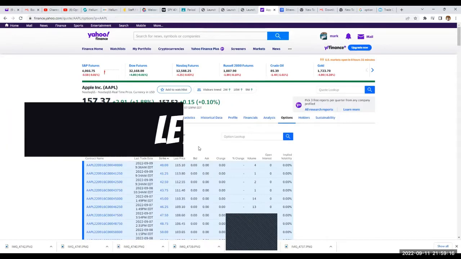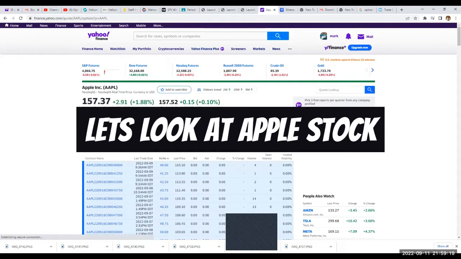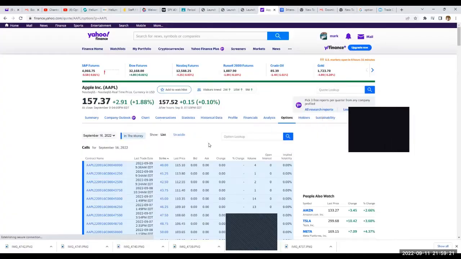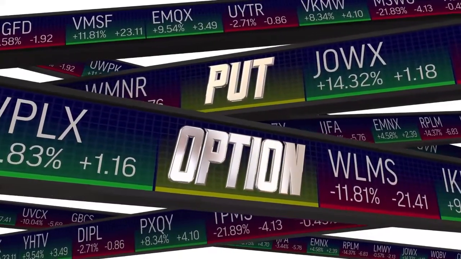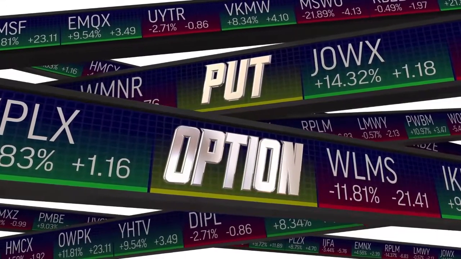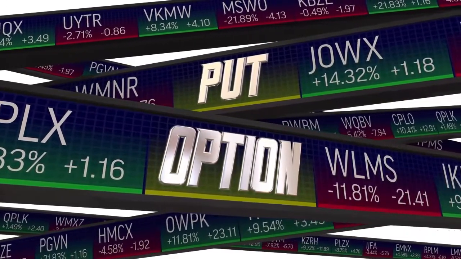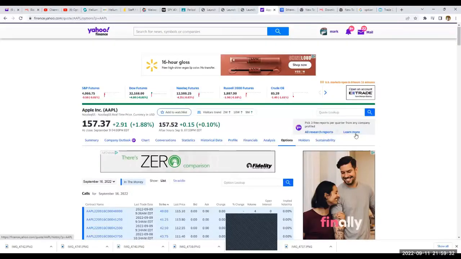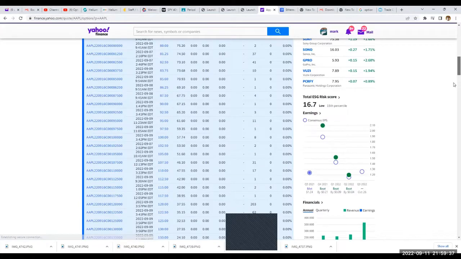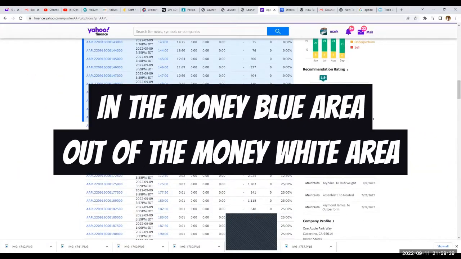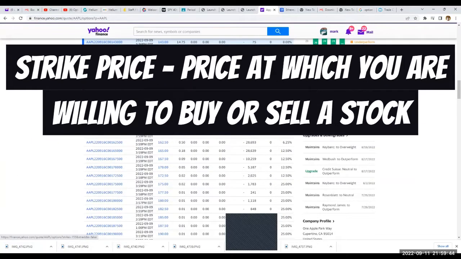Now, the way you read this chart is there's two areas, the blue and the white, or the colored and the not, and they depend on the strike price. So we do notice that right now, Apple is at 157 and 37 cents. When we go down here and we're getting the full option chain, where is the number that's closest to that and also under? That is the 155, and these are called strike prices.